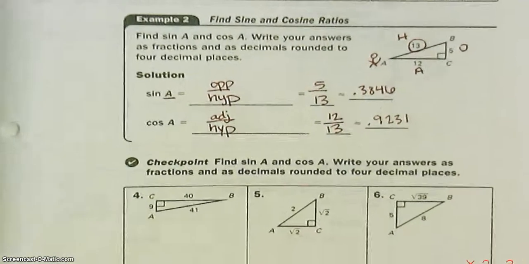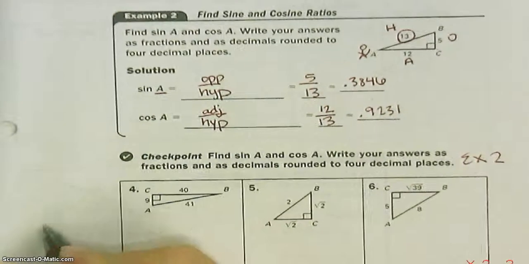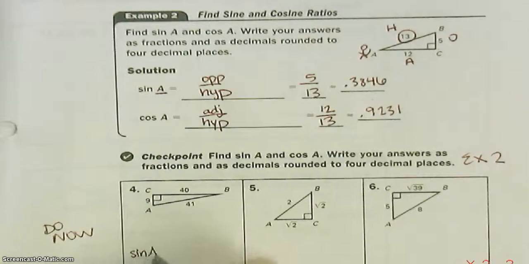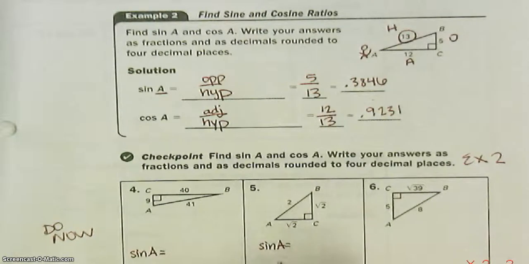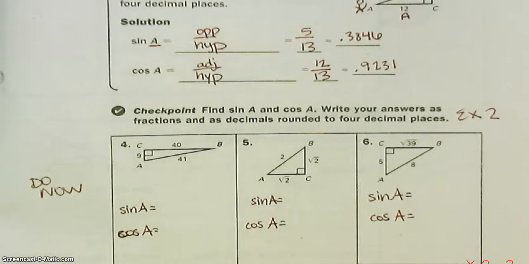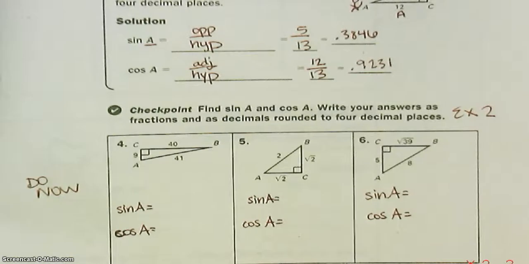Find sine of A and cosine of A. All right, this is just like example 2. I want you to do it now. So you're going to find sine of A, write it as a fraction, then write it as a decimal. Same thing with cosine of A. Identify your hypotenuse. That should always be your first step. Go find your hypotenuse. Circle your hypotenuse so you know what you're looking for.